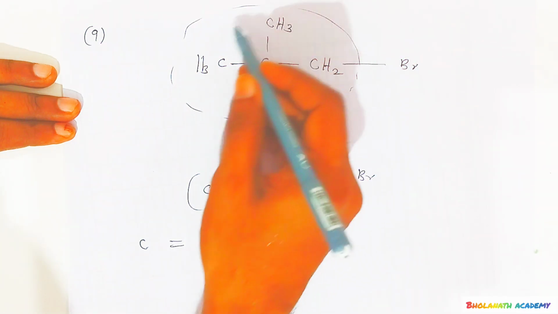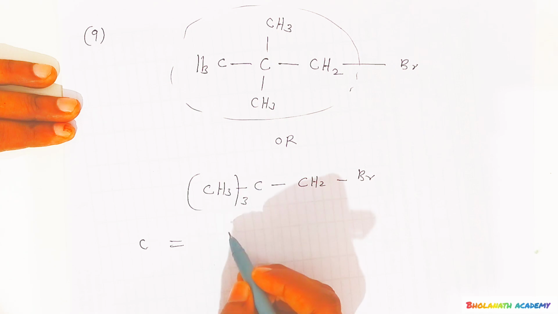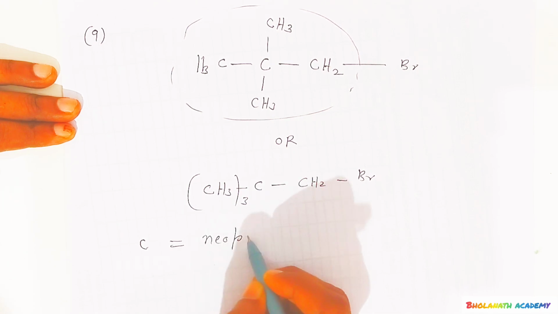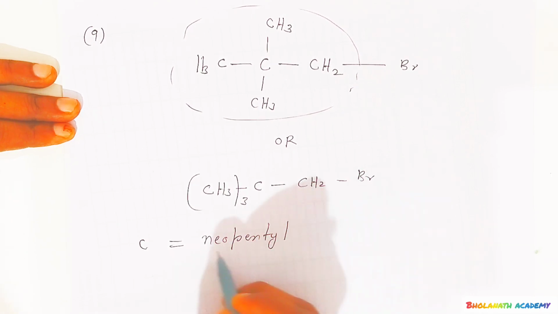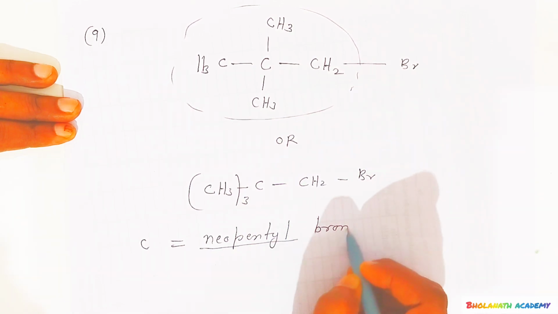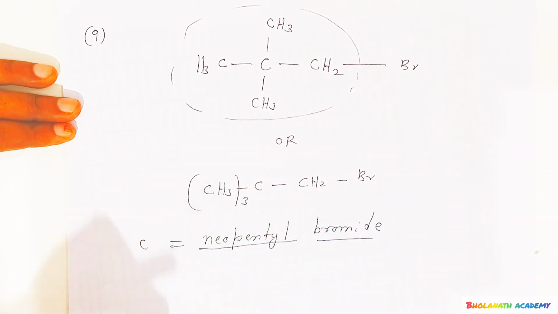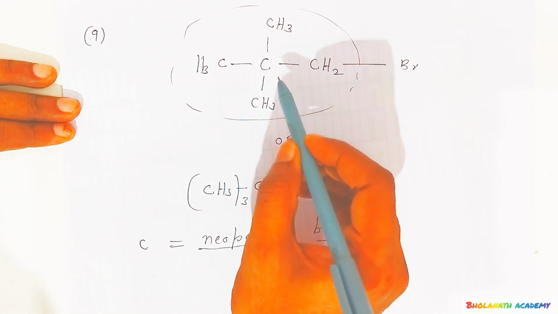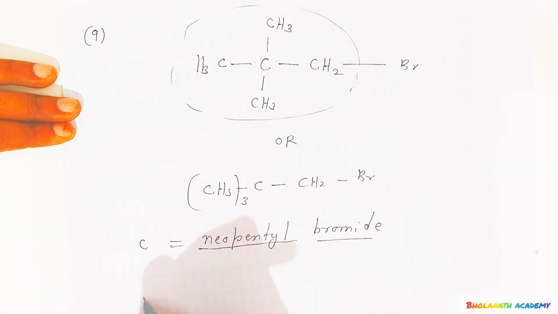Since this carbon is surrounded by 4 carbon, we will write neo. We will write neopentyl. Neopentyl will be the alkyl, students, and halide is bromine. So neopentyl bromide will be the name of this halogen derivative of alkane. Understanding? So this halogen derivative name will be neopentyl bromide. What will be the IUPAC name, students?